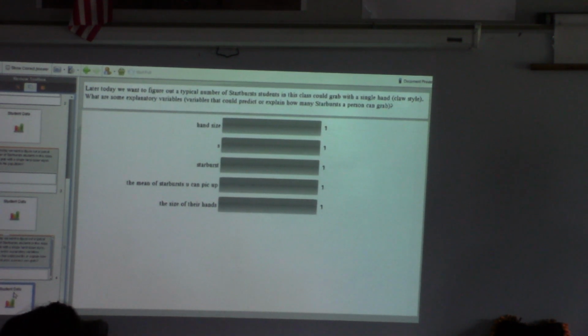Bigger. Maybe. Taller? I mean, no, small. See, pay attention. Bigger. Focus in, right? Okay. So if we have a taller person, typically they have bigger hands, right? So could their height explain how many starbursts they grab? Like, I'm going to grab more than you. I believe that, right? Okay. So what other explanatory variables are there?